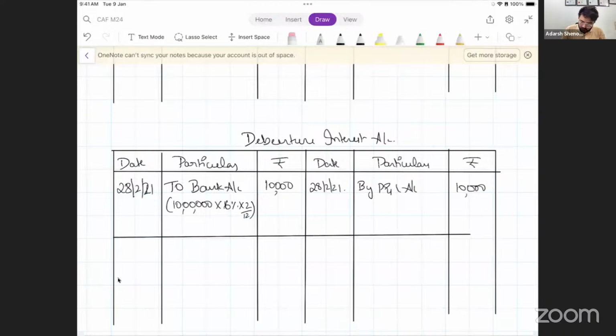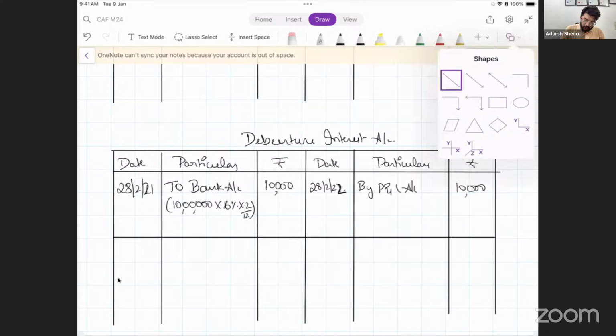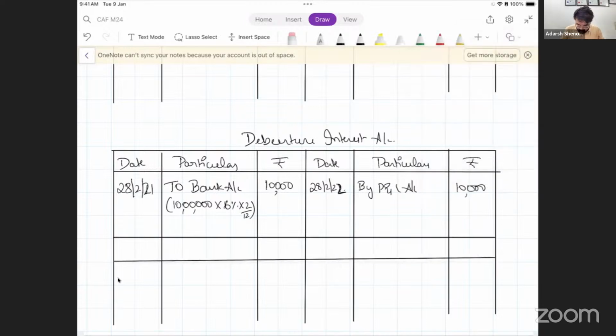You can write 31/3/22 also, or you can write 12/31/22 also. So year end date is not given. Just transferring into profit and loss.